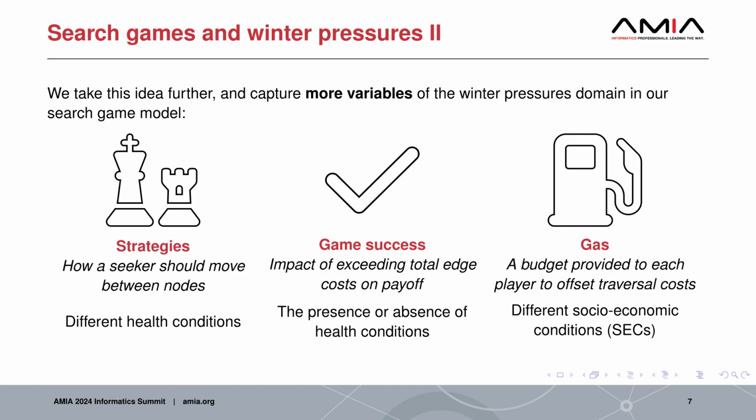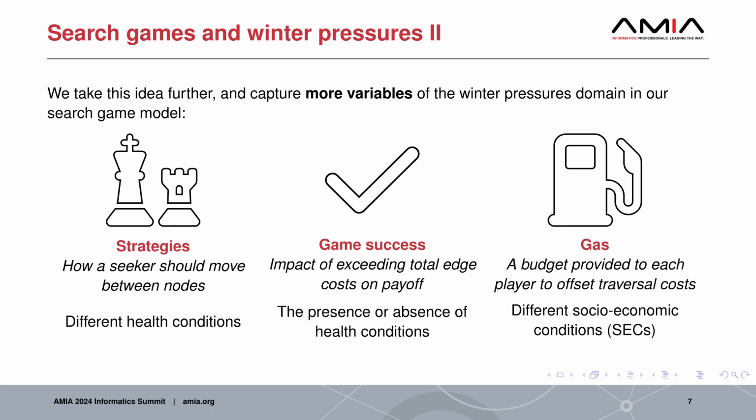We can take this idea further and try to capture more variables relating to winter pressures. We can, for example, use the strategies that a seeker has in a game, like how a seeker should move between nodes, to represent different health conditions. We can introduce this notion of game success, correlating whether a seeker has found all the hidden objects with a cost that's less than the total edge costs in a graph, with what we call payoff, the reward in the game. Again, we can use this to model the presence or absence of health conditions. If there is an impact on payoff, we could say that there are conditions present. If there isn't, we could say there aren't conditions.